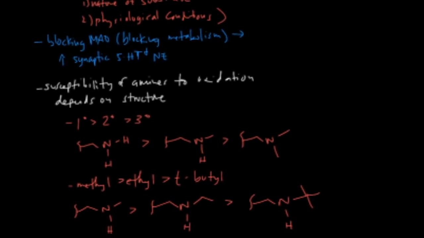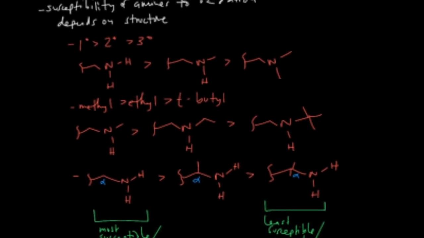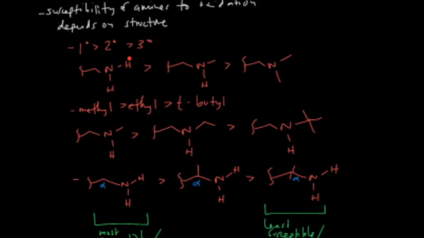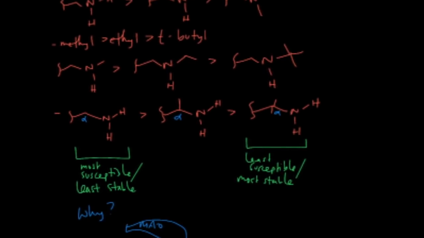So, the susceptibility of your amines to oxidation depends on the structure. Number one, primary amines are more susceptible than secondary amines, which are more susceptible than tertiary amines. So here's your primary amine, which is more susceptible to MAO than a secondary amine, so 1, 2. Secondary amines are more susceptible to metabolism by MAO than tertiary amines, 1, 2, 3. Methyl groups on the nitrogen are more susceptible than ethyl groups on the nitrogen, which are more susceptible than tert-butyl groups. So here's your methyl on your amine, which is more susceptible than ethyl, carbon 1, carbon 2 on your amine, which is more susceptible to MAO than tert-butyl groups. So here's your tert-butyl group. It's called tert-butyl group because it has a butyl, 4 carbons, so 1, 2, 3, 4 attached to the nitrogen.